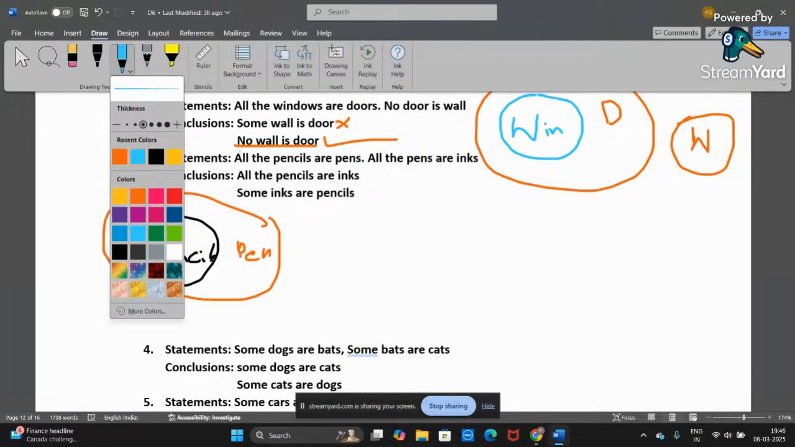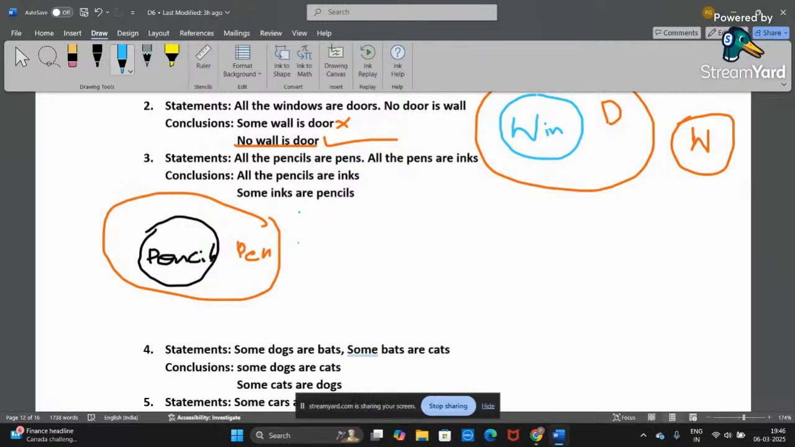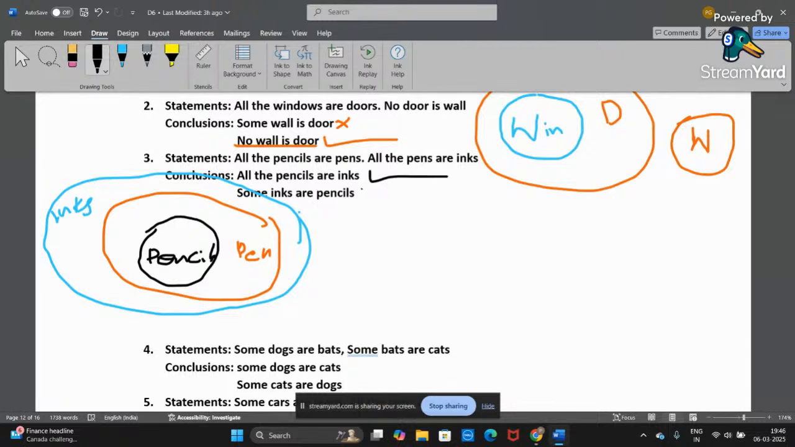So where is pen here? This is pen. So all pen are ink. This is the statement. Now we need to find the conclusion. All pencils are ink. Yes, this pencil comes under pen comes under ink. So all pencils are ink. So it is correct. So this satisfies the conclusion.